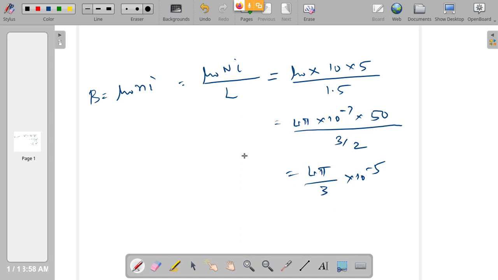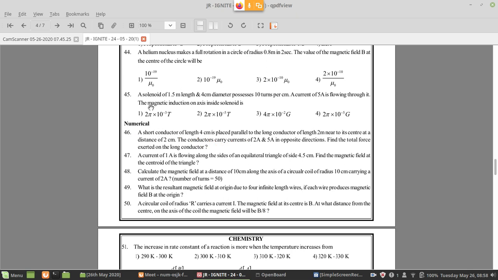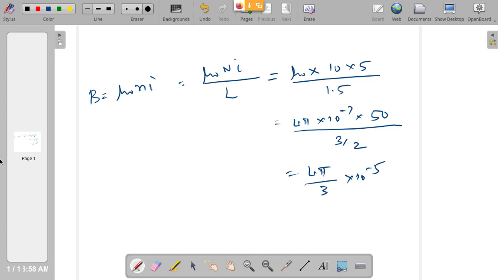Not n by L, right? So the number of turns is 10 only. 10 turns per centimeter. It's not meter. We have to convert into meter. So basically, the number of turns is given per centimeter.